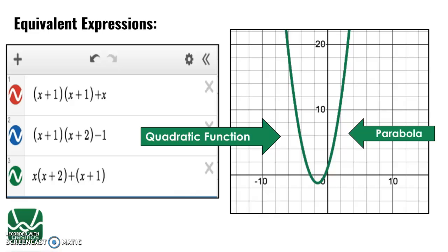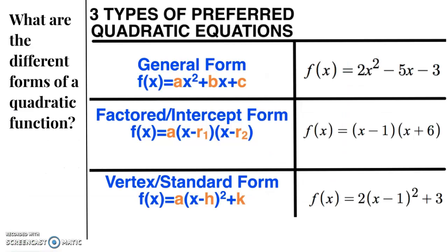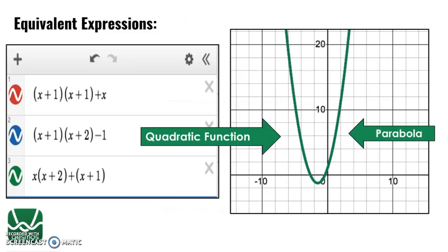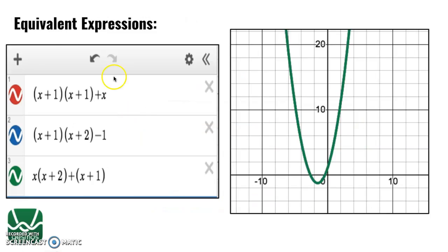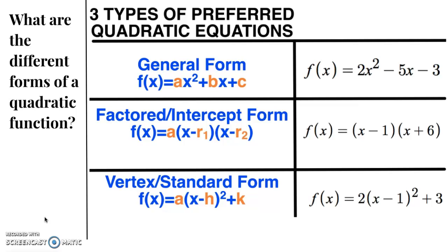Before we look at the different parts of the graph, we're going to just take a look at a couple of different types of preferred quadratic equations. So what you'll notice is, like back here, these all look kind of different, right? They don't all have one way of writing it. So what happens is when we get quadratic equations, we get a couple of different forms, and they generally come into these three forms.